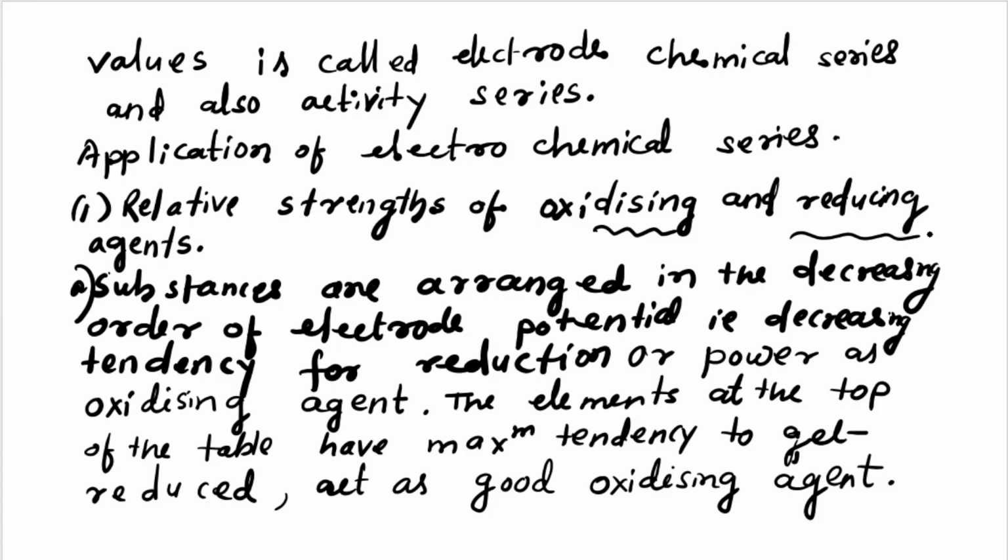What is an oxidizing agent? An oxidizing agent is one which oxidizes others and itself gets reduced. So the elements at the top of the table have maximum tendency to get reduced. To get reduced means they themselves reduce, that means they oxidize others. So they are good oxidizing agents. Are you clear? Top of the table, these are very good oxidizing agents.